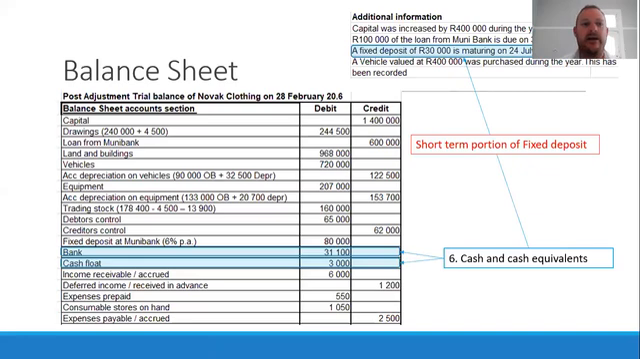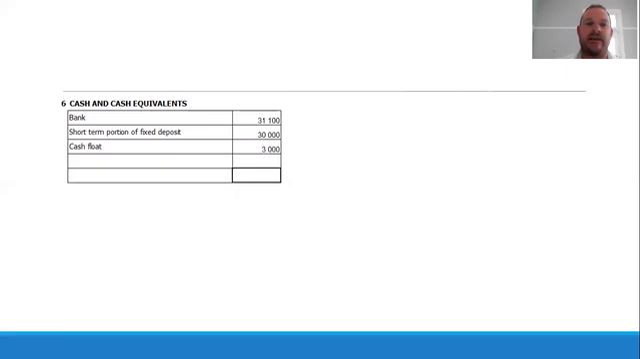Again, looking at that post-adjustment trial balance, the cash and cash equivalents involve bank and cash float, and then there was also the 30,000 Rand fixed deposit amount that matured, so that also needs to be taken through to your cash and cash equivalents note number 6. What I have also noted for you guys here is petty cash. If there was a petty cash amount here, you'd have included it as well under your cash and cash equivalents, and that's 64,100 Rand.